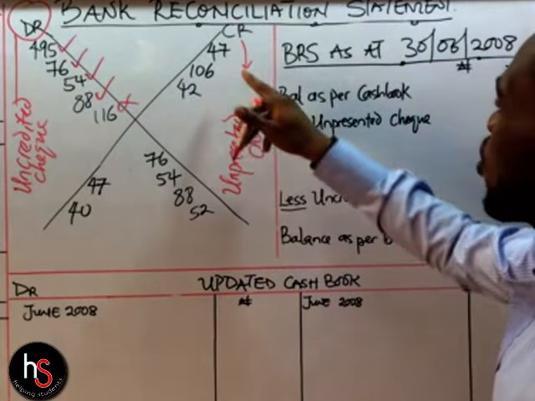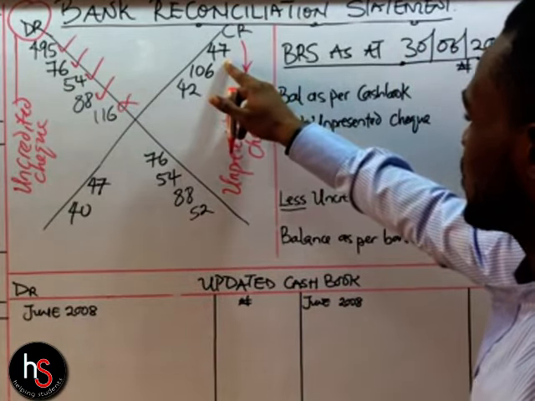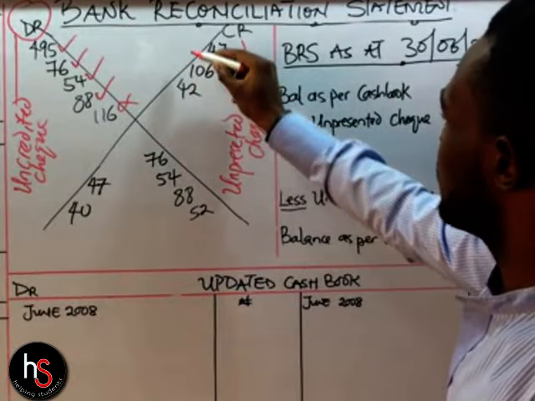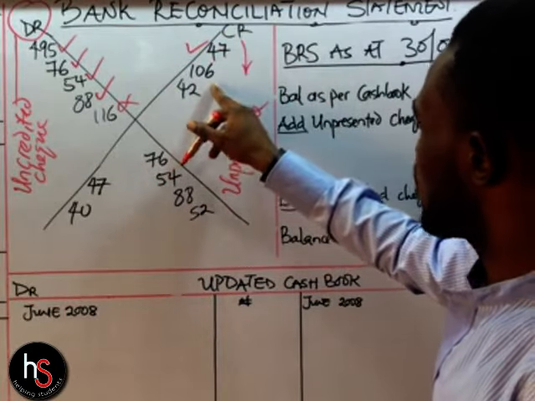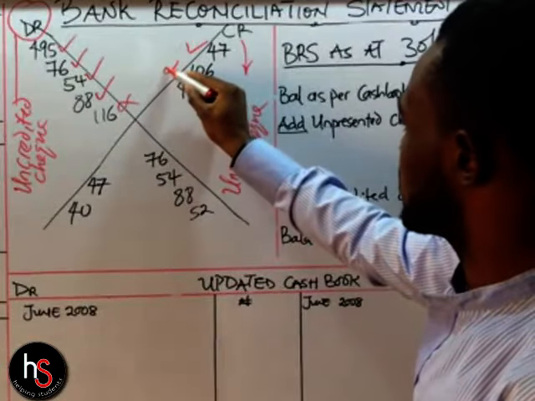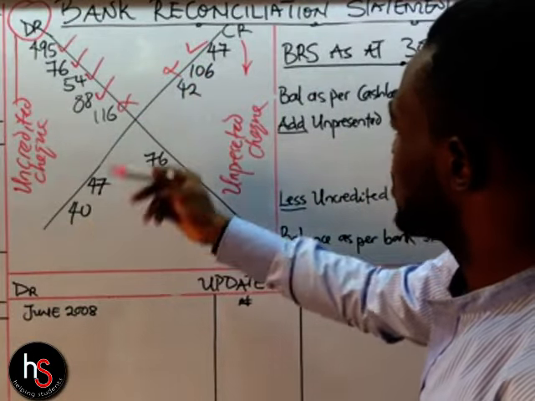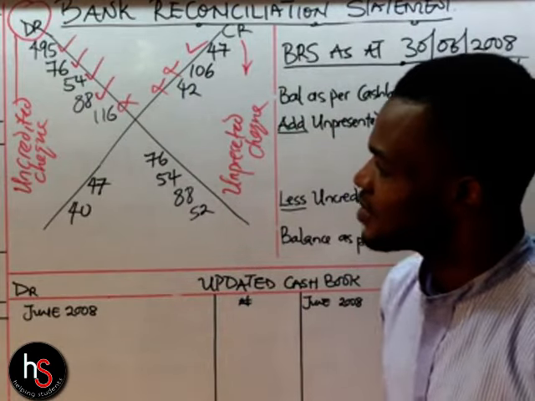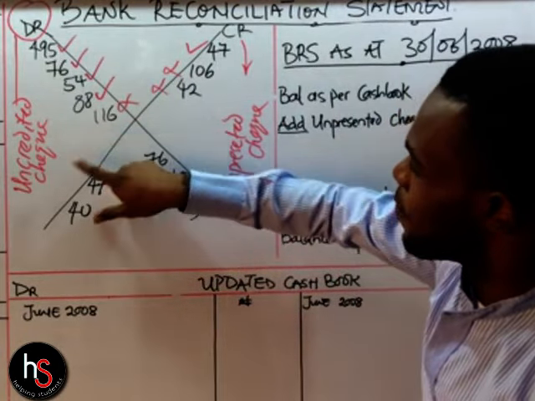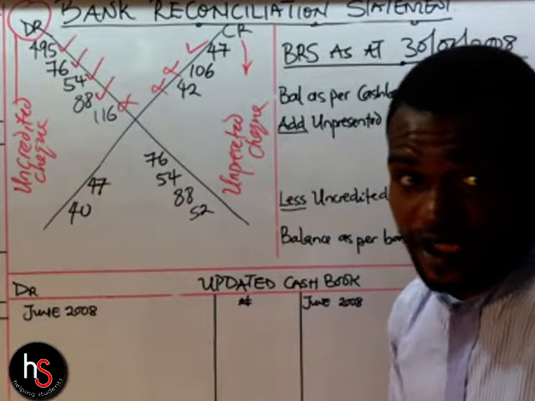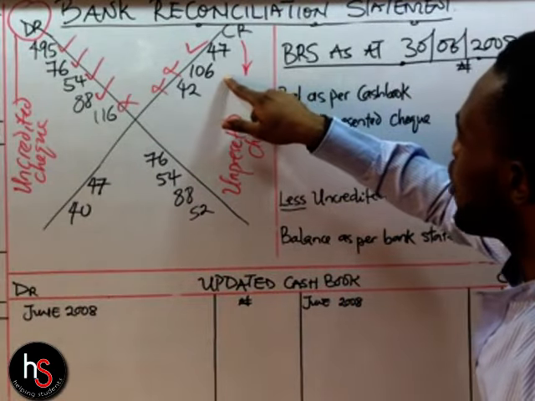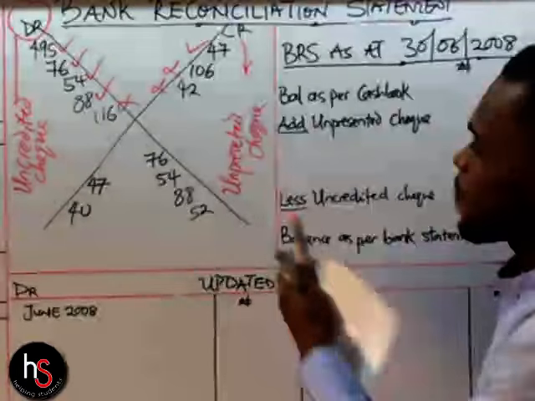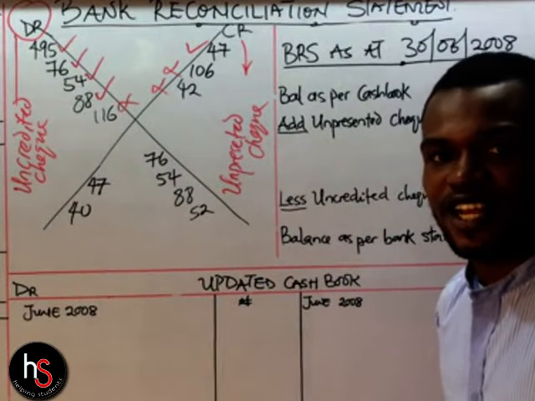Okay. Now when we come over to this section, this is 47 and here we have 47. Good. This is 106 and there is no 106. This is 40, right? Nothing. So it simply means that this 116 here represents our uncredited check, okay? Then 106 and 42 represent our unpresented check.